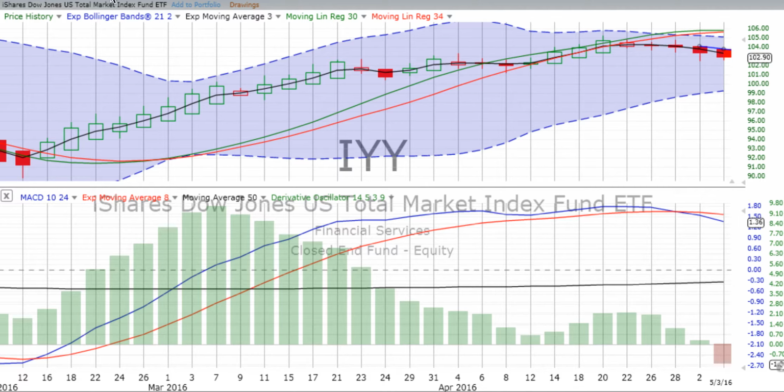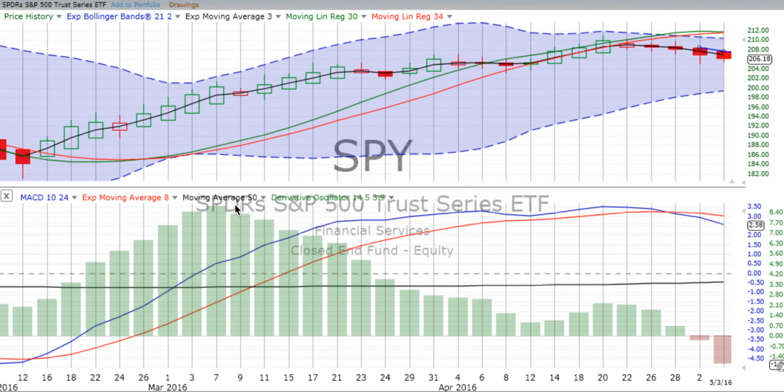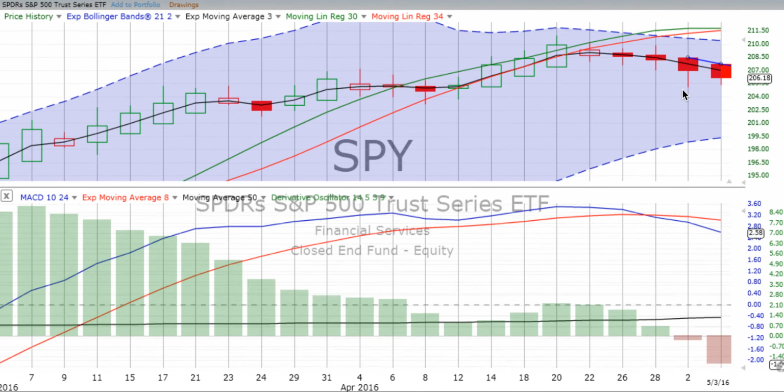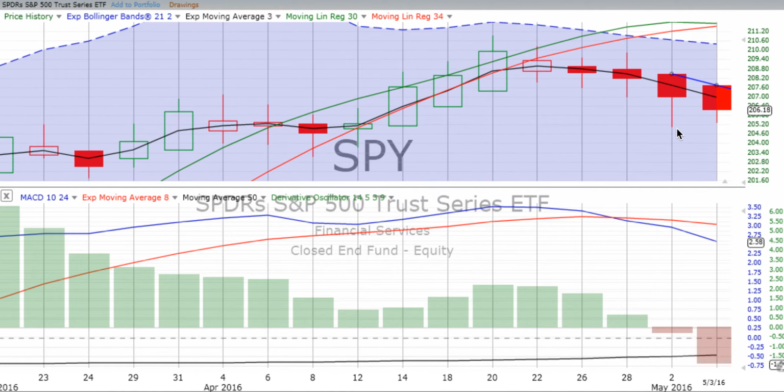Now let's go from the IYY to the SPY. What is that? Well, that's the SPDR's S&P 500 Trust Series Exchange Traded Fund. It looks somewhat similar because, of course, the S&P 500 represents 500 big companies, a lot of the volume of the market. It is a little bit different. It crossed over on the derivative oscillator back on the 2nd. The total market, that happened on the 3rd.